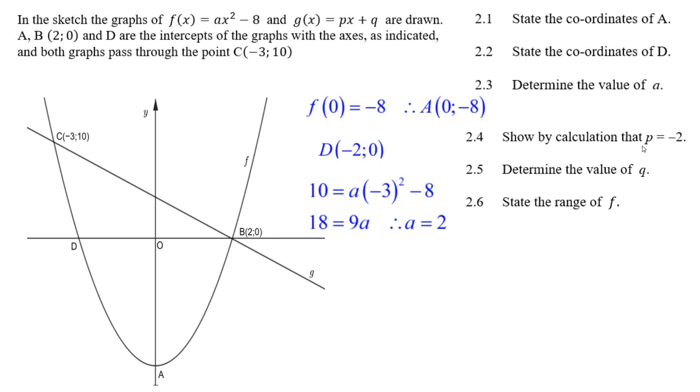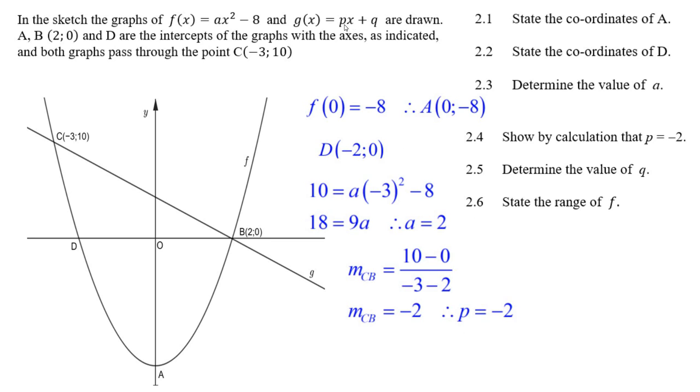Okay, show by calculation that p equals minus 2. Well, I know that the gradient of this line, I should just find the gradient of this line. Why don't I do that? The gradient of CB is 10 minus 0 over minus 3 minus 2. What does that equal? 10 divided by negative 5. The gradient's minus 2. And that's what p is. It's the gradient. Therefore, p is minus 2. So I showed by calculation that p is minus 2.